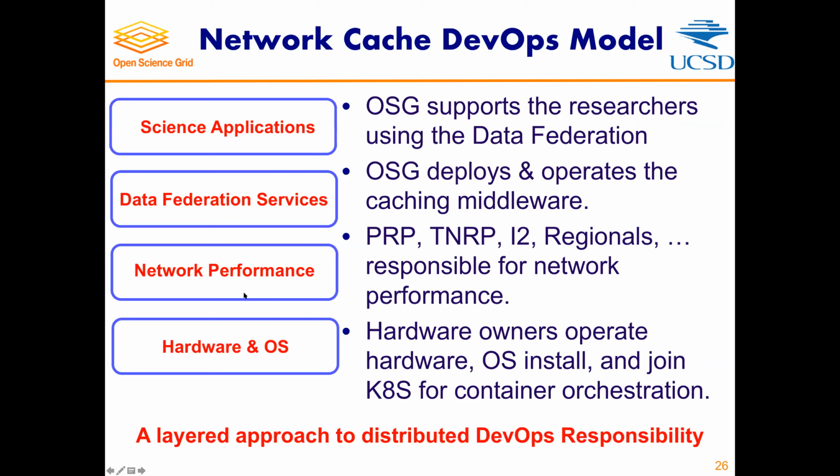Once that's done, there is a possibly distinct, possibly the same organization that is responsible for measuring network performance and debugging network performance. And this is either PRP, TNRP, I2, regionals. We can play this in a variety of different games of who exactly is the entity responsible for the network performance. And it's the usual tools that get deployed here, meaning perfSONAR, or moving big files around and measuring time.